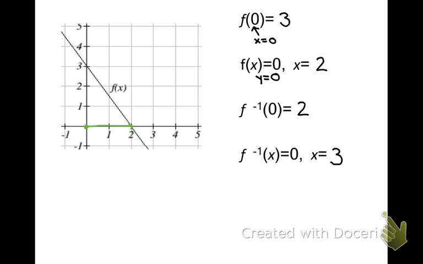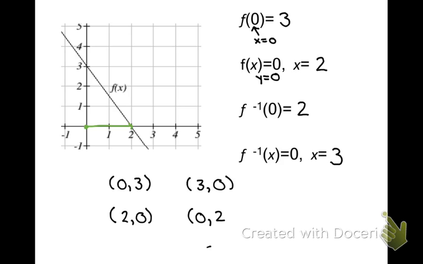So think about this. I had the point (0, 3) from the very first question. When I find its inverse, it's going to give me (3, 0). In the second question, I had the point (2, 0). When I find its inverse, I'm going to have (0, 2). Okay, so really the first and fourth part and the second and third part were paired up.